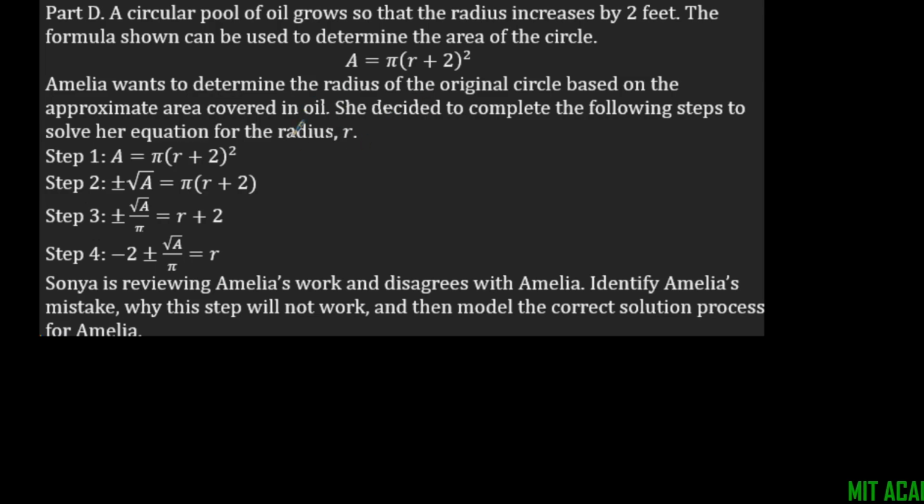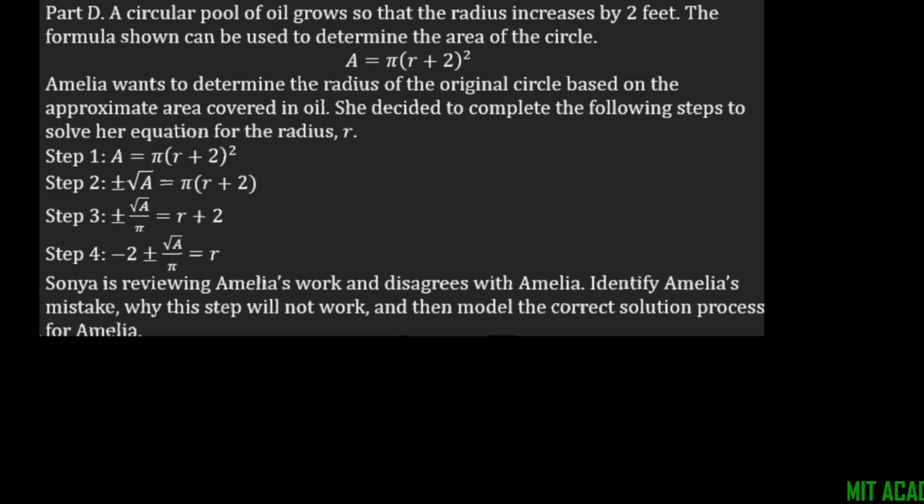So it's very similar to that part C where you're just rearranging these pieces. It has a list of steps given, but it says Sonia is reviewing Amelia's work and disagrees with Amelia. Identify Amelia's mistake, why this step will not work, and then model the correct solution process for Amelia. So a couple different things with this. You have to be able to find the mistake. That means say, okay, step blank is incorrect because of this reason, and then you show what the correct work is. For this one, step 1 is given, so it can't be step 1.